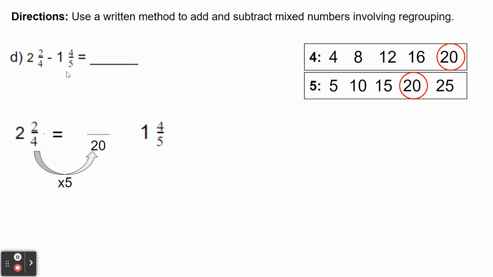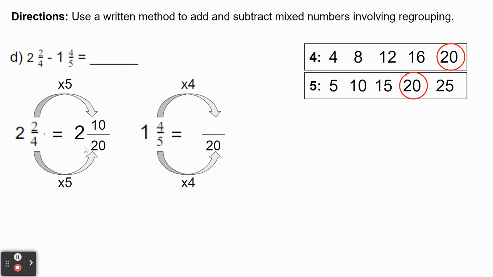So since we're multiplying by 5 on the bottom, let's multiply by 5 on the top. 2 times 5 is 10. But don't forget our whole number 2 stays the same in the front. So 2 and 2/4 is equivalent to 2 and 10/20. Let's do the same for 1 and 4/5. We know the denominator is going to be 20, so let's ask ourselves, what do we multiply by 5 to get to 20? Well, 5 times 4 gets us 20. So since we're multiplying by 4 on the bottom, let's multiply by 4 on the top. 4 times 4 is equal to 16. Don't forget about the whole number 1 in the front stays the same.